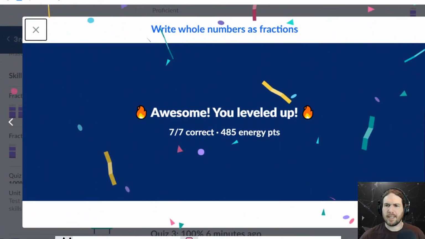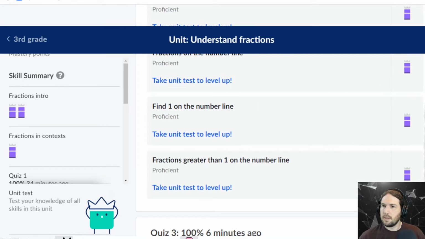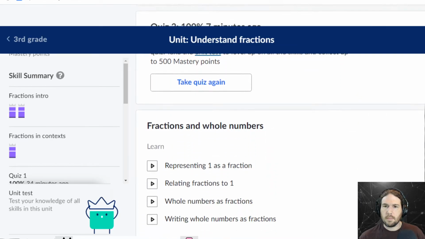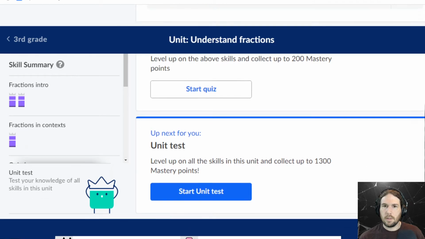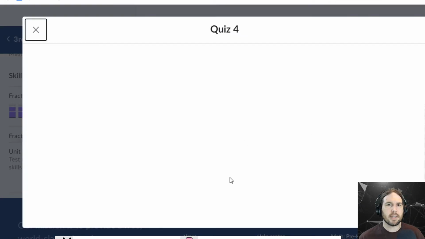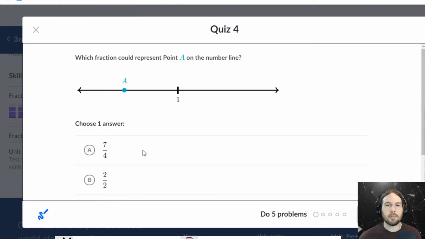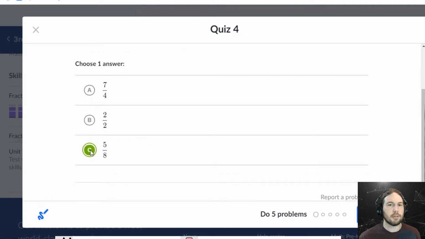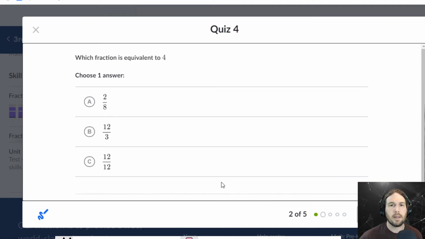All right. Almost there. We're going to go ahead and blitz our way through quiz 4 really fast. I don't think I need to belabor these points anymore. That is less than 1, so 5/8 is the only thing it can be.